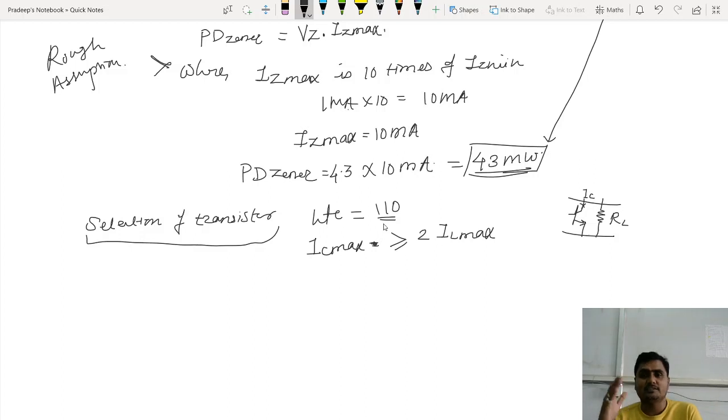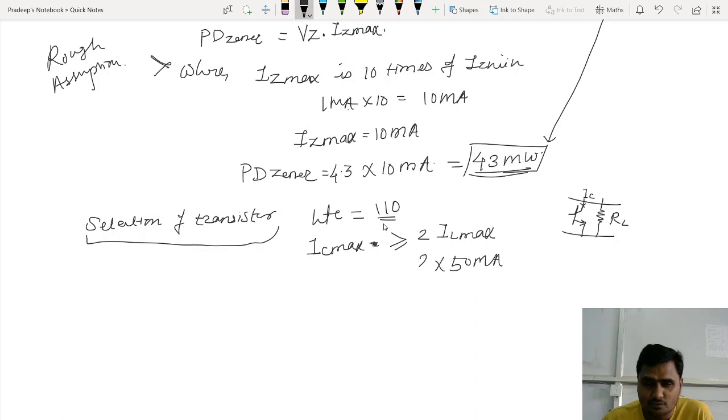Because it is a transistor shunt regulator, the active element is the transistor. So extra current will be absorbed by the transistor, and that's why the transistor's collector current must be very large. So how much should it be? It must be large, meaning greater than IL. So how much greater than IL? It should be roughly twice IL. So what is IL max? IL max is 50 milliamperes.